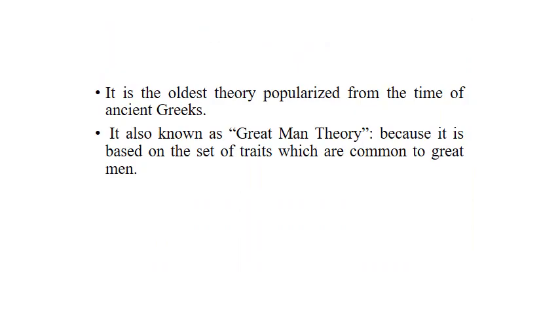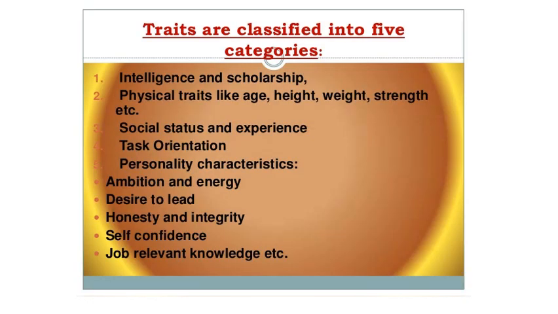So that's what we were discussing. That is great man theory. It is based on a set of traits which are common to great men. Traits are classified into 5 categories: intelligence and scholarship, physical traits like age, height, weight, strength, etc., then social status and experience, task orientation, and personality characteristics. These are some of the traits which we have.